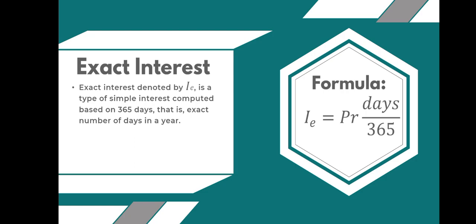I sub E is equal to PR times days over 365. So, I sub E stands for the exact interest, and P naman is the principal, R is the rate, and itong time natin dito, which is yung given na days over 365. Since there are 365 days in a year para sa exact interest.